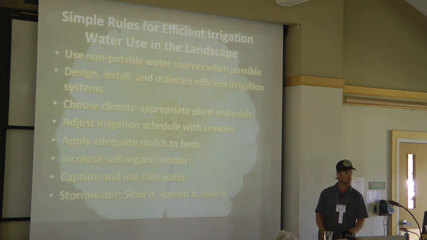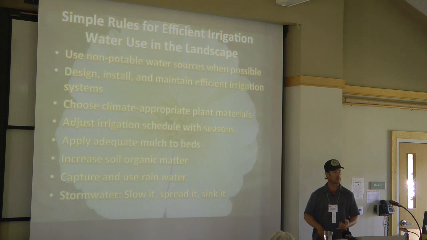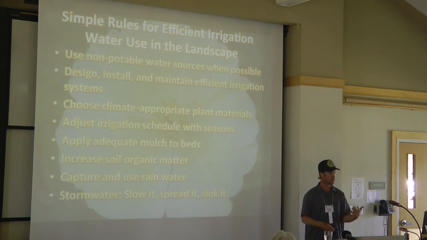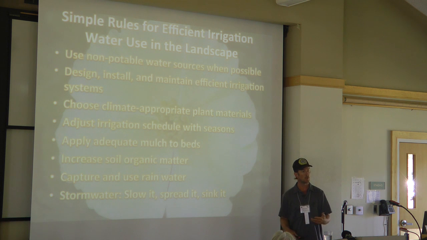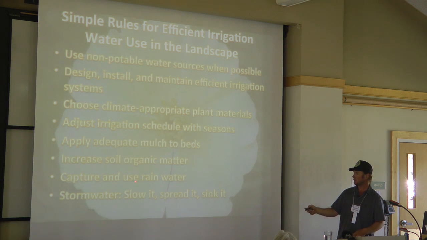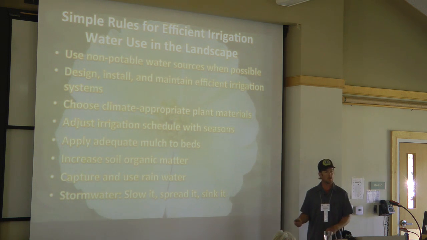So you'll be increasing your soil organic matter by applying mulch. You can also apply compost. You can also grow cover crops, particularly in your vegetable beds, your annuals, and incorporate that back into the soil. Again, increasing that soil water holding capacity. Capture and use rainwater if possible.